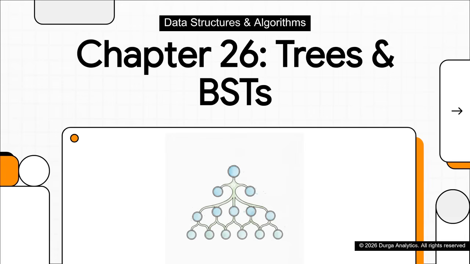Now, in our previous chapters, we covered linear data structures, your arrays, lists, stacks, and queues, where all the data just sits neatly in a single line. But today, we're leaving those linear structures completely behind. We're diving into the architecture of trees, which is where we actually start modeling the complex, branching, hierarchical shapes of the real world.